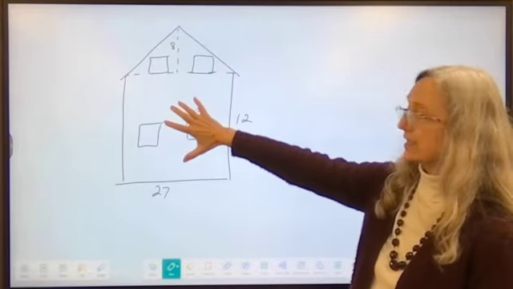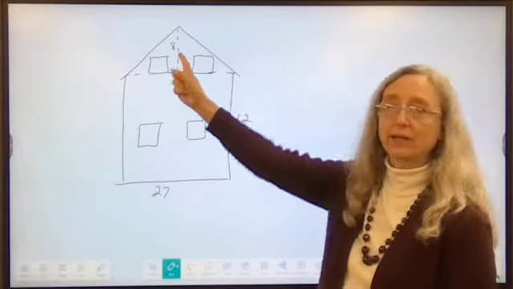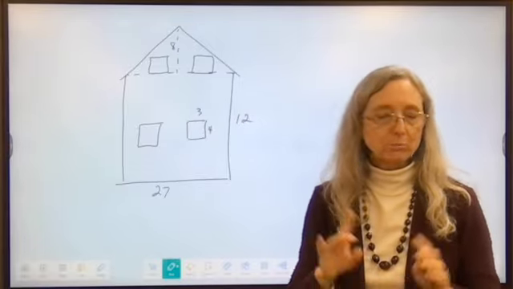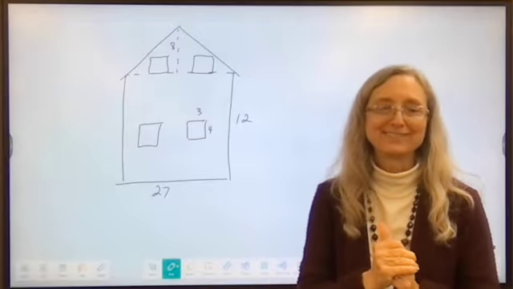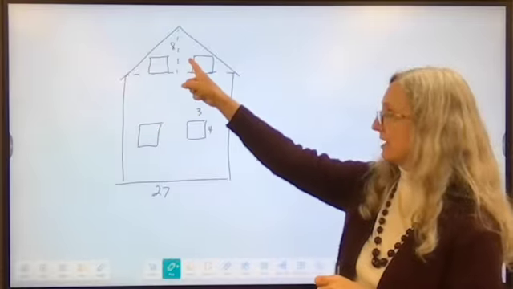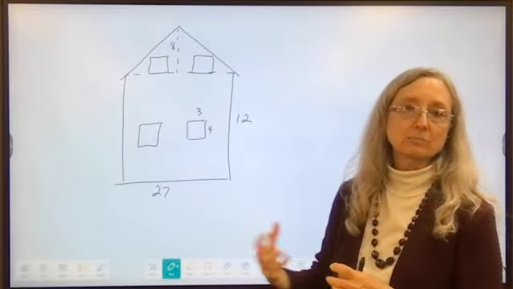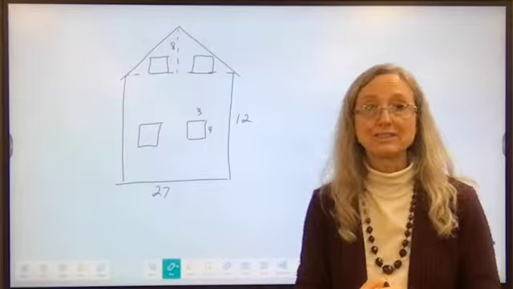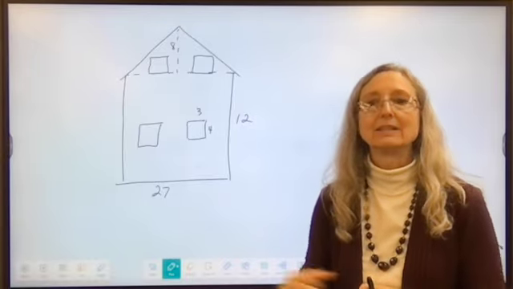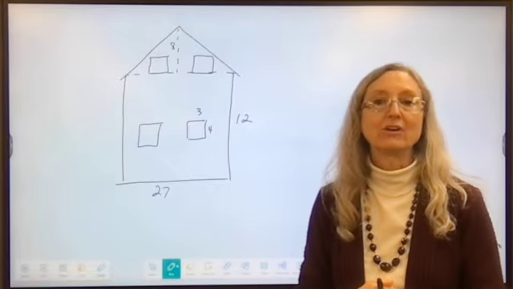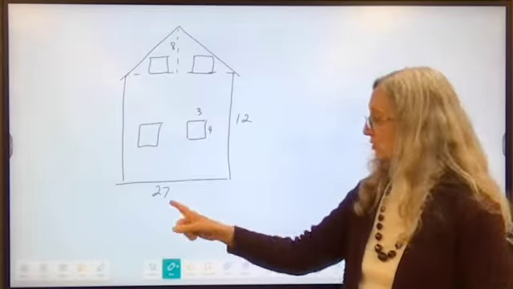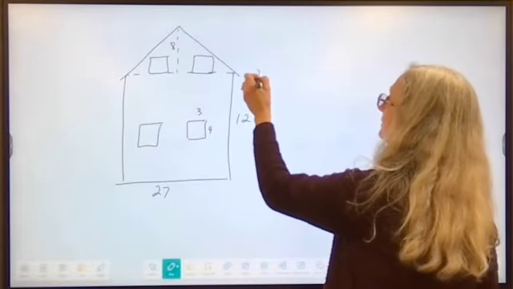We have a rectangular portion here, we have a triangular portion here, and we have 4 windows that we're going to pretend are the same size. So we're going to take the area of the rectangle plus the area of the triangle and subtract out the 4 windows to get our total area. These dimensions are in feet. So our rectangle would be 27 times 12.